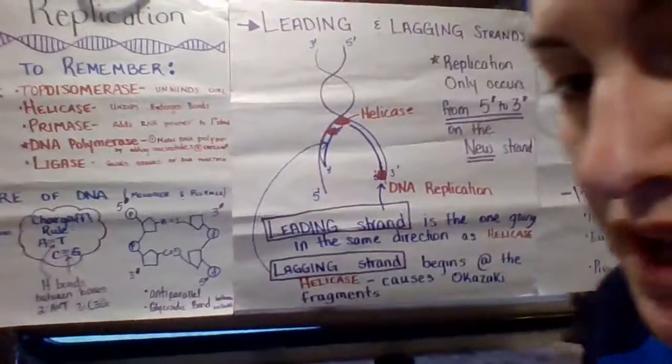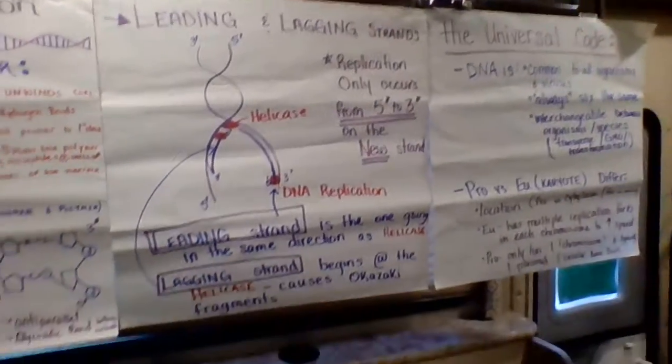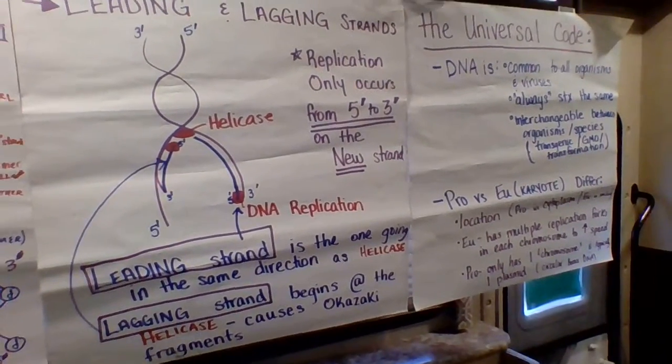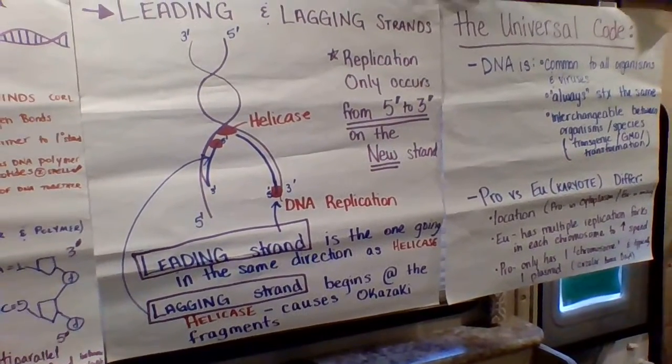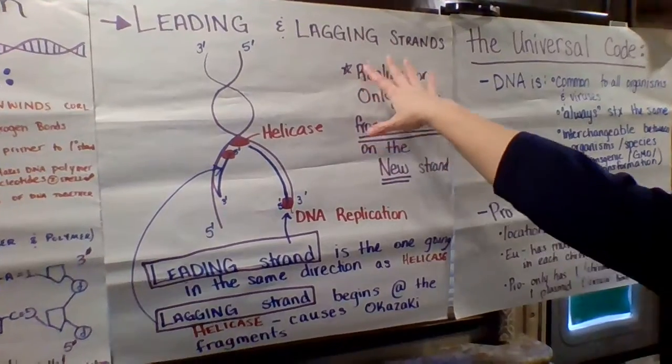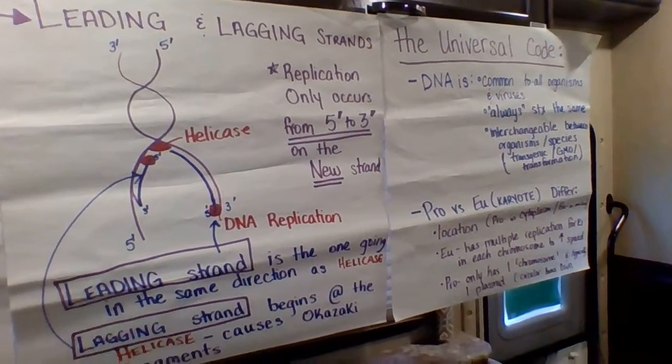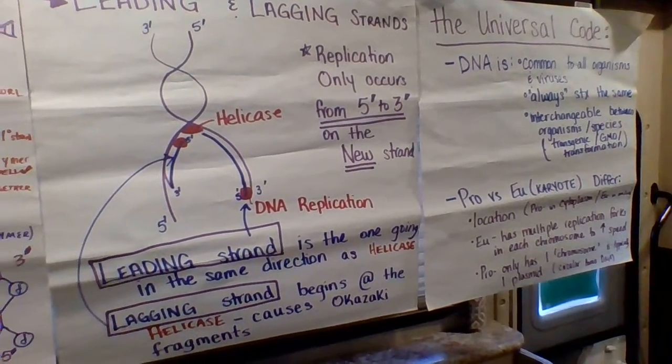Okay, so some basic things to remember about the structure, because that determines a lot of things about the function. When we're talking about Watson and Crick's contribution, one of their major contributions was understanding that the structure of DNA was going to determine a lot about replication itself, which is completely valid. So one of the other main things that you need to remember is the concept of the leading and the lagging strands of DNA.